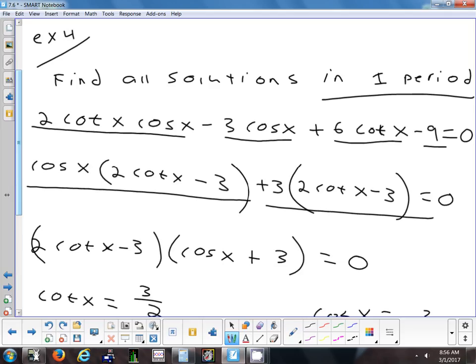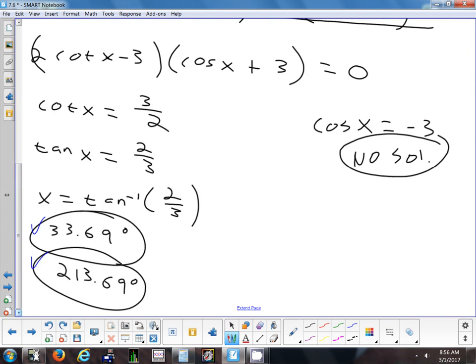What's the period? These are all to the first power. What's the period of cotangent? Yep, pi. How about cosine? 2 pi. Cosine again. Cotangent again. What's the LCM of all those numbers in blue? 2 pi or 360. So as long as I list answers between 0 and 360, I'm okay. Any questions on that one?